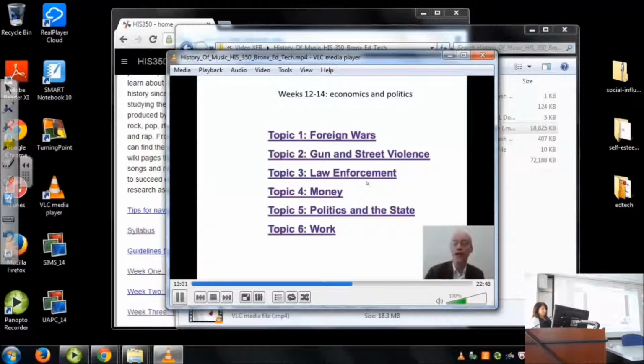The second unit, which we're in the middle of right now, as you're hearing me talk, is more on economic issues and political issues: foreign wars, gun and street violence, law enforcement, money, politics in the state, war. Many of these are actually really timely, and law enforcement in particular, students have been very interested in. And a lot of students are looking at money and work as well. How does this break down?